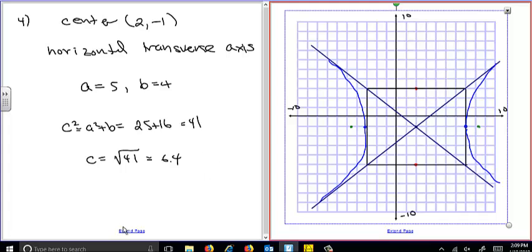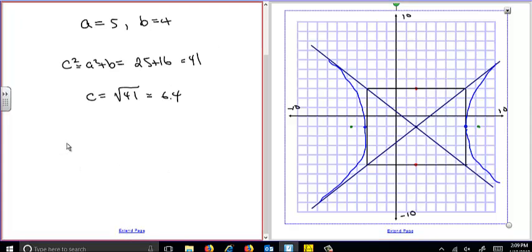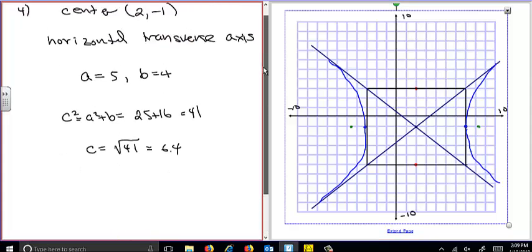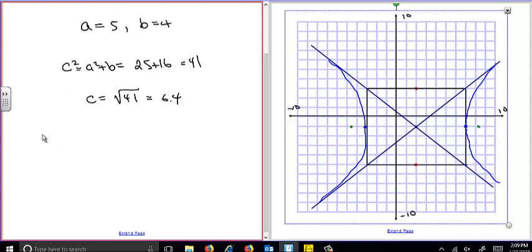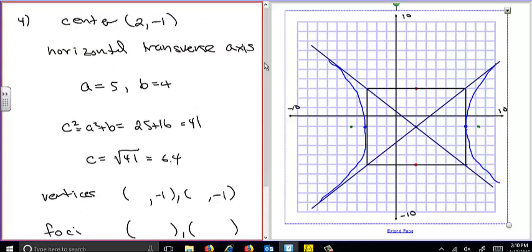And now we can figure out the coordinates of everything. We got the center, which we said was 2, -1. Then the vertices. Either the x or the y is going to be the constant for all of these. They're all on this horizontal line, so y is -1, the same y coordinate as the center.